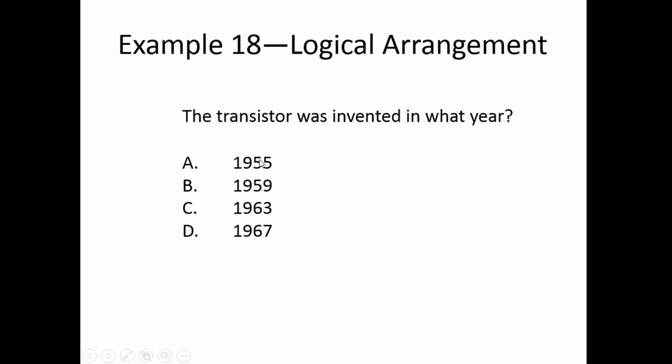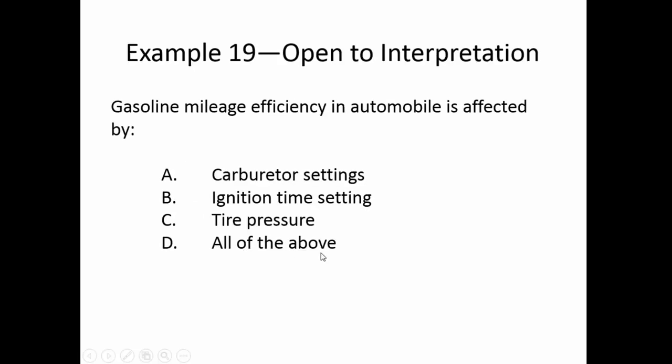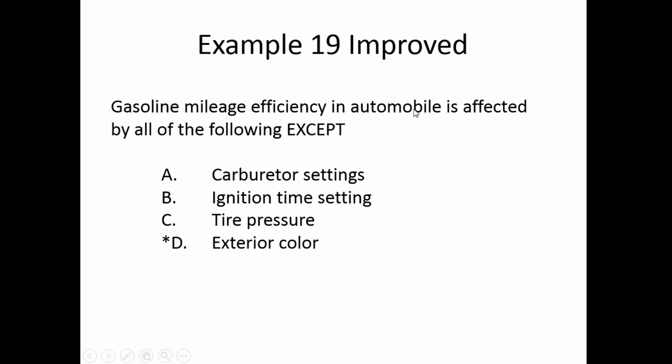Anytime you have numbers in your distractors, be sure you put them in ascending or descending order. It doesn't matter, but don't mess them up. Just put them in order somehow. One of the things that I really don't like and don't approve of is "all of the above," "none of the above." So in this case, all of the above is the answer. So this is where I was saying it might be important to say gasoline mileage efficiency is affected by all the following except, and this is a really simple one, but one of the things that you'll find is can they pick out the one that doesn't belong? And then you find out if they really know the answer or if they're just picking all of the above because it's probably going to be the answer.